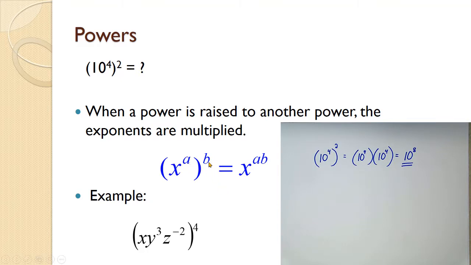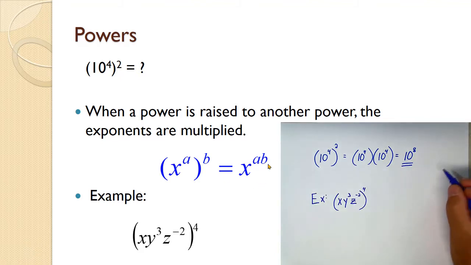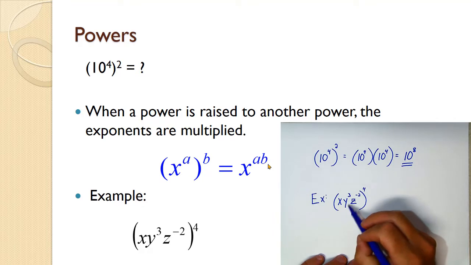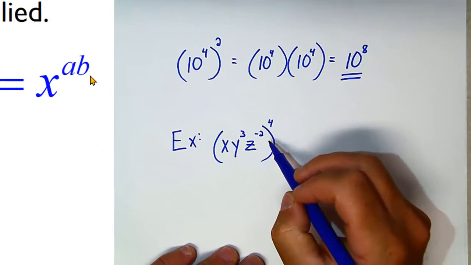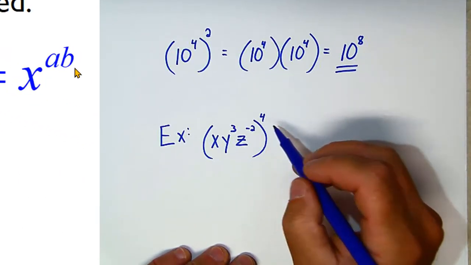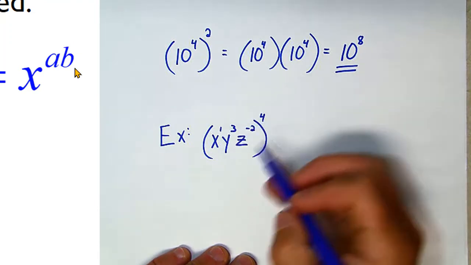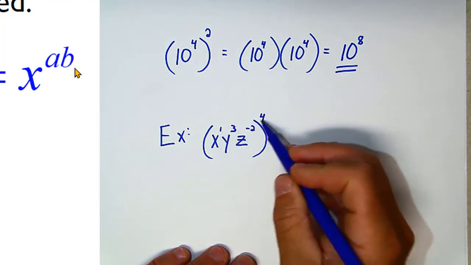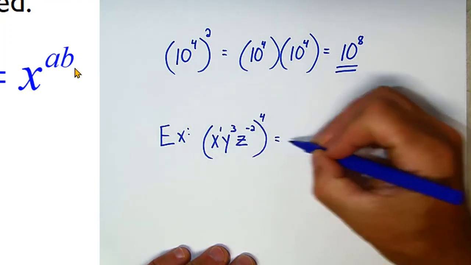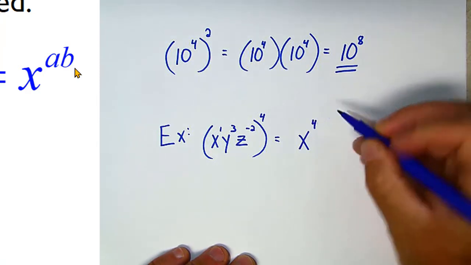(x^a)^b is x^(ab). And we can generalize that and say (x y^3 z^-2)^4. We can multiply these exponents. We have x to the 1st to the 4th. We multiply 1 times 4. That gives us x to the 4th.